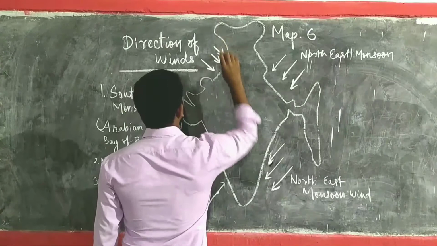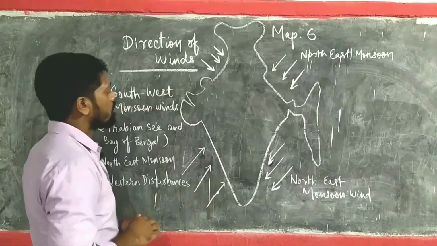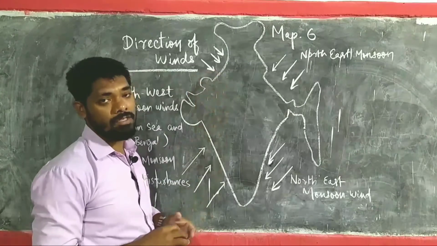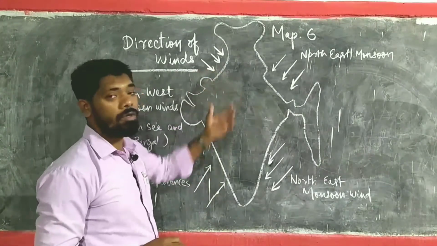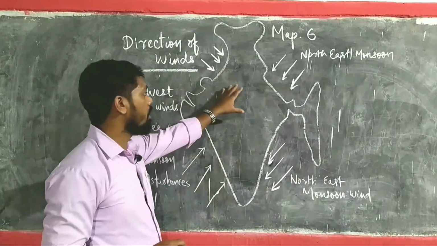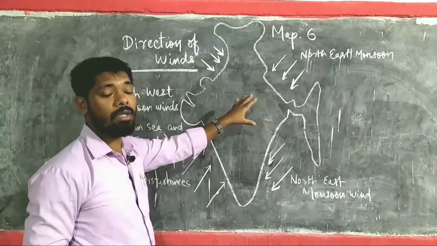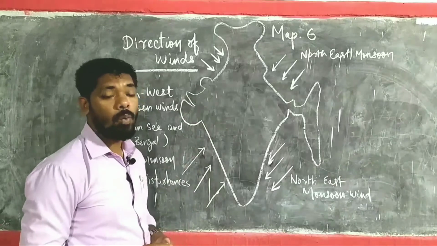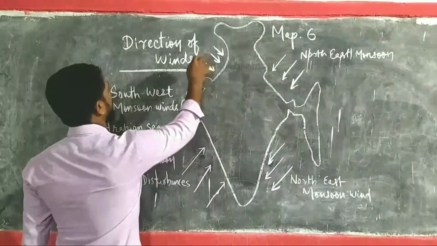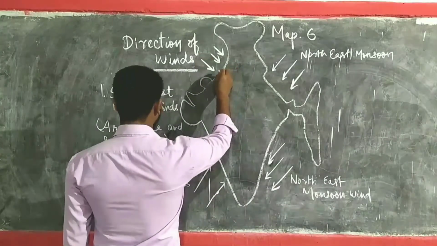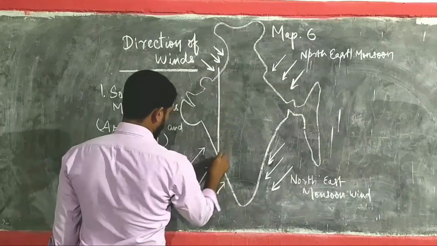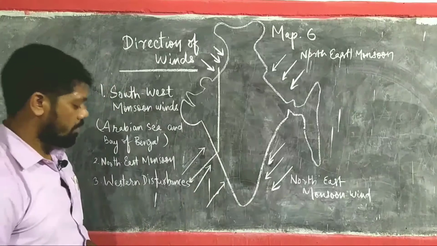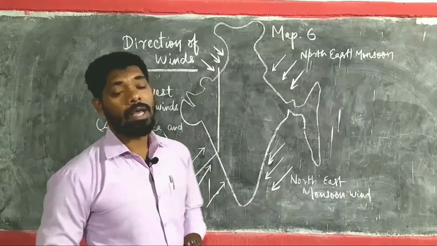It enters the states of Punjab, Himachal Pradesh, and during the winter season they bring rainfall to parts of Punjab, Haryana, Uttar Pradesh, which is very beneficial for the wheat crops. So this, as we can say, is western disturbance. So likewise we can label the direction of winds.